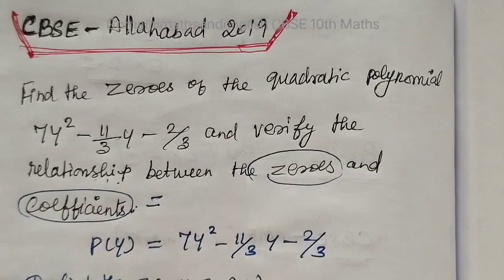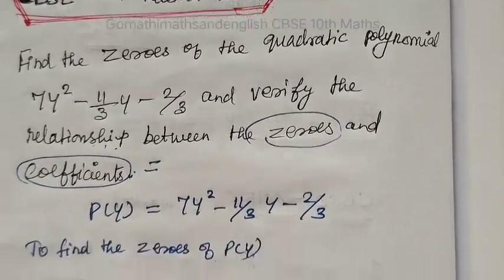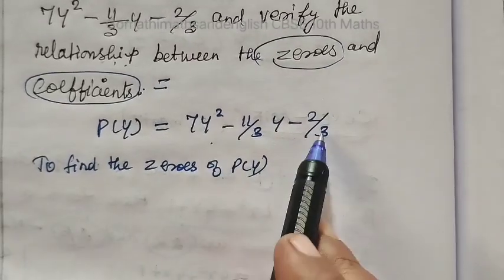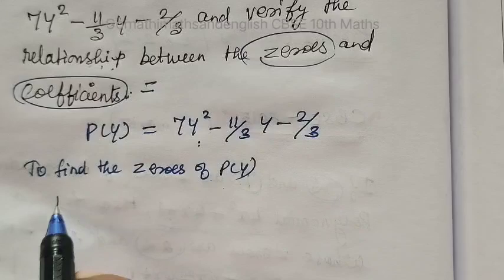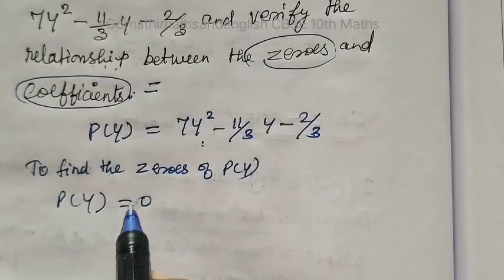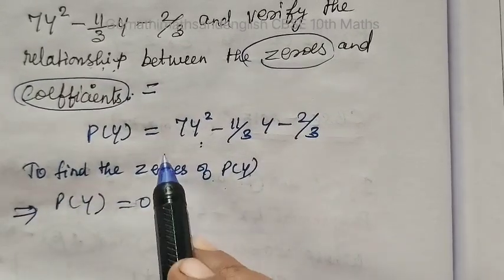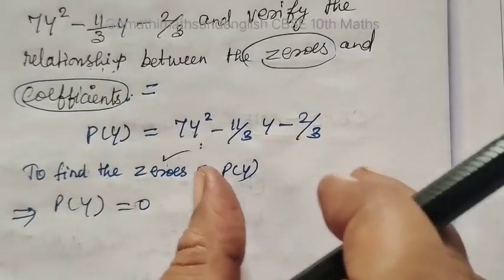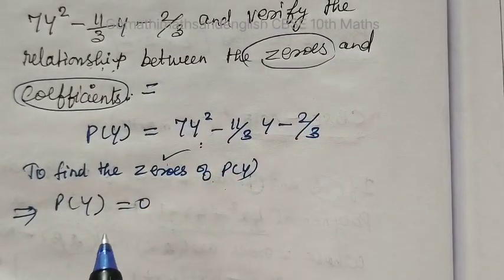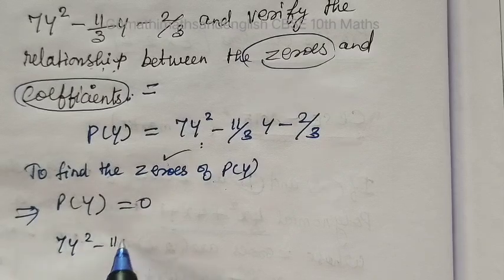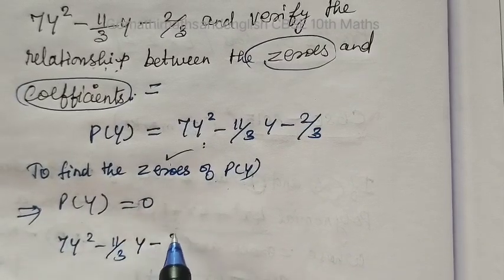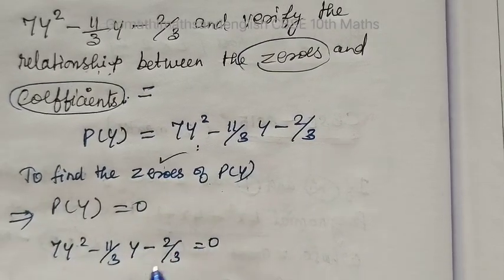So now we have to find the zeros of p of y. If it is x, we write p of x; the variable is y, so you are writing p of y. So definitely take p of y equal to 0. Because if we want zeros, we take that polynomial equal to 0 and we are factorizing. So 7y squared minus 11 by 3 y minus 2 by 3 equal to 0.